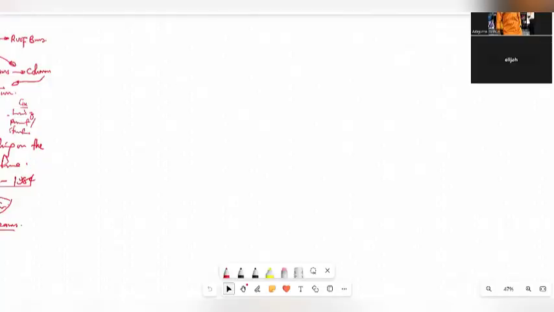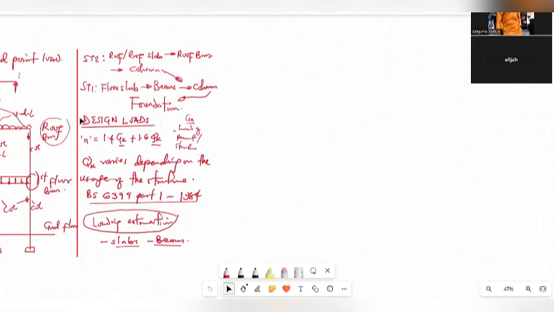Great. Okay, so in the last class, I told you that the loadings, the ultimate design load for an element, for example, is obtained with the relation 1.4 GK, and that's the dead load, plus 1.6 QK, that's the live load. All right. And I told you that the live load varies depending on the usage of the structure.